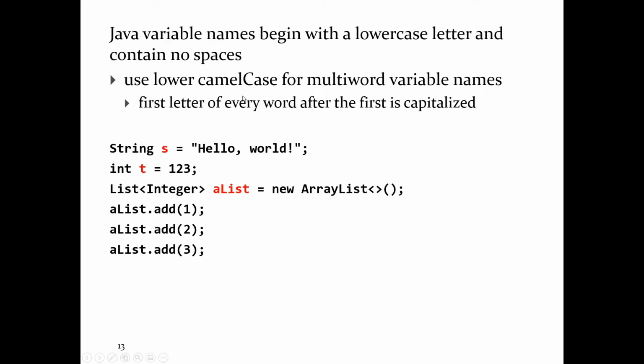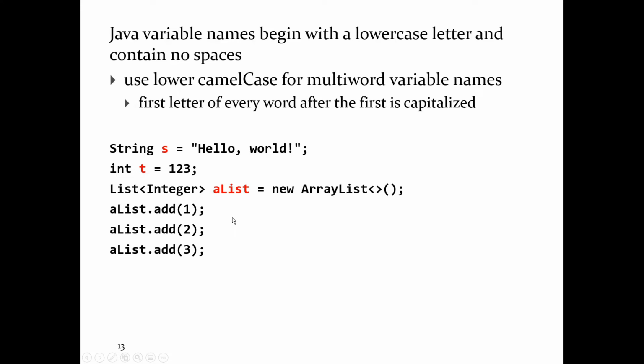Java variable names also have some rules for naming the variables, and there's also a convention. The rule is a Java variable name must begin with a letter. The convention is that it always begins with a lowercase letter. So here I've got lowercase s, lowercase t, lowercase a, and then capital L list.